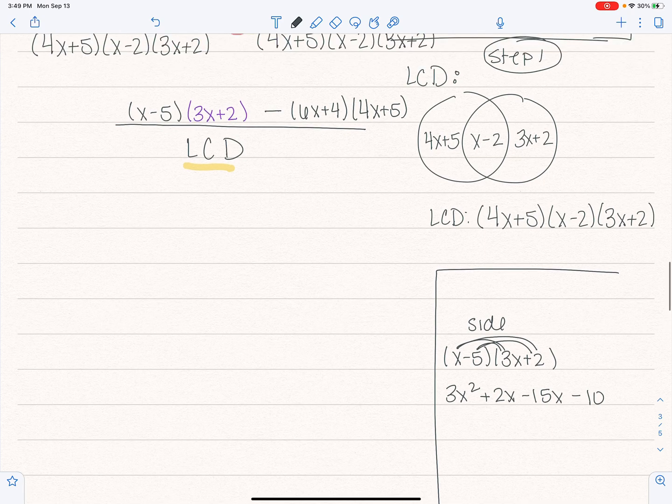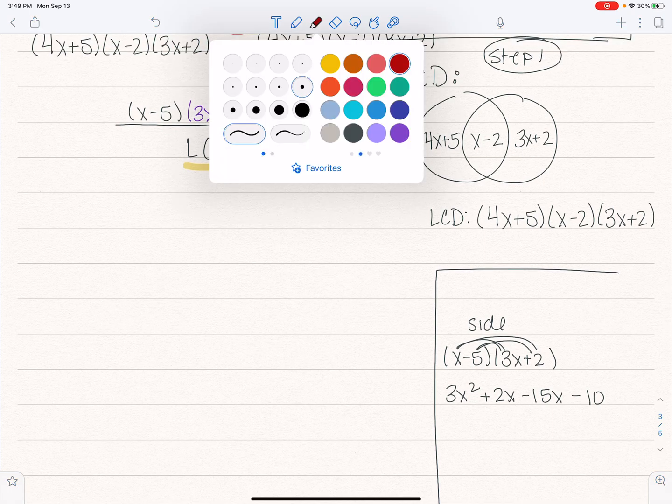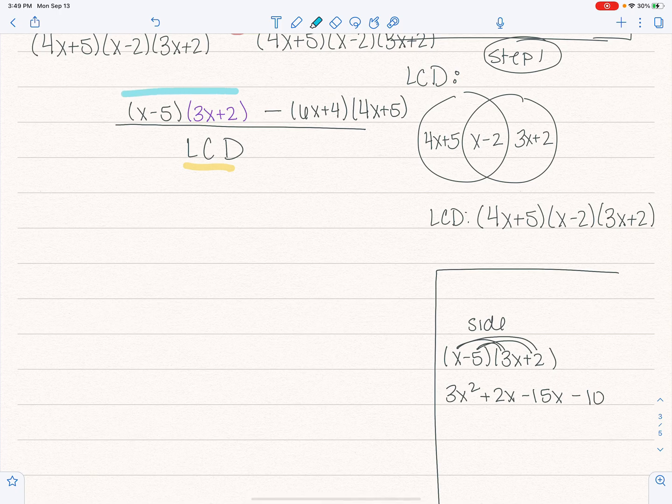Okay, so that's just this part. That is this part right here. Combine like terms, so I'll have 3x squared minus 13x minus 10. That is now going to go up here where I had that blue box.